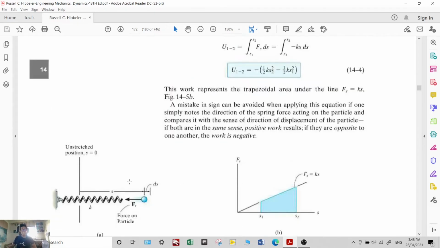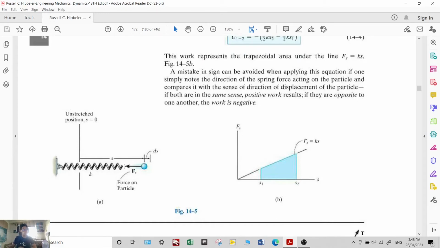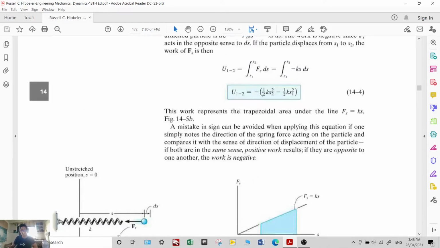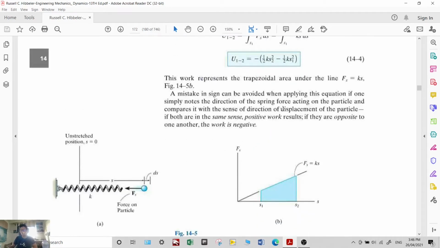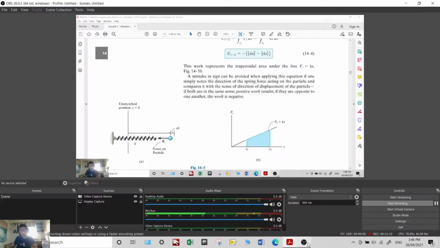Now, that is for when you elongate or stretch. How about if you compress? If you compress, you still get a negative work.